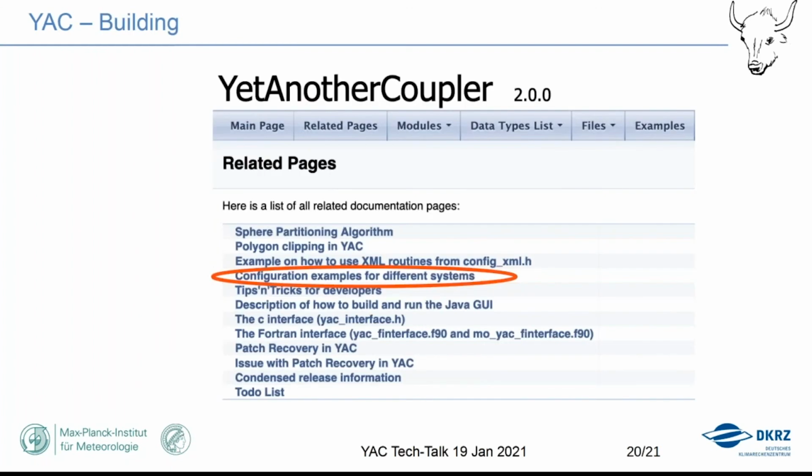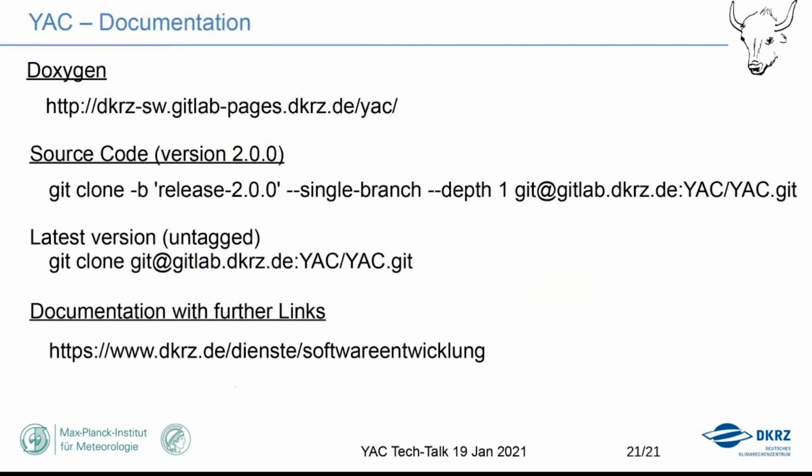Yes, and then I'm already at the end of the presentation. So YAC is documented on the Doxygen page. We provide the link. There you can see configuration examples for different systems if you want to compile YAC as a standalone library for your own purposes. And you find also a detailed description of the Fortran and C interface and some other more or less useful information. And again, you see the link to our Doxygen page.